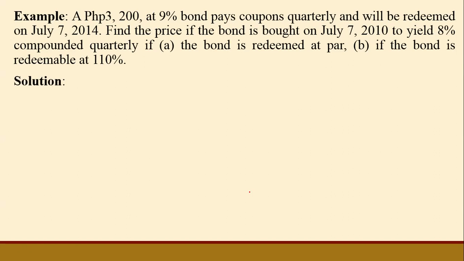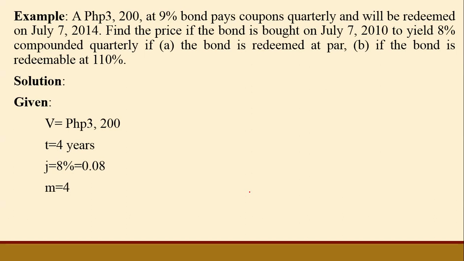Okay? So for our solution, we have the following givens. We have the redemption value of the bond, which is 3,200 pesos, and the time is 4 years. Another one is the nominal interest rate, which is 8% or 0.08 in decimal. And we also have the number of conversions per year, which is 4. Why 4? Because it is compounded quarterly. Okay? And the value of N is T times M, which is 16.